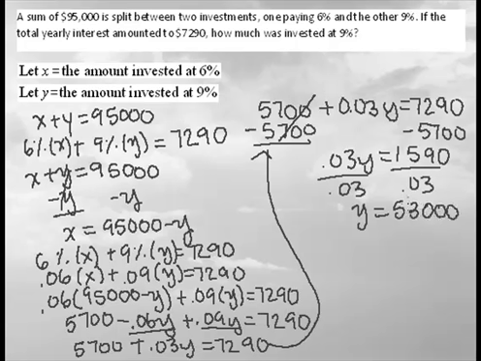Okay, so now let's go back to the question and see what they're asking us for. They're asking us how much was invested at 9%, and 9% is the variable Y, which is the one we found out. Therefore, that means that the amount invested at 9% is $53,000.